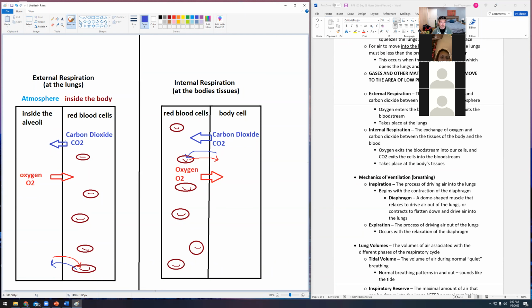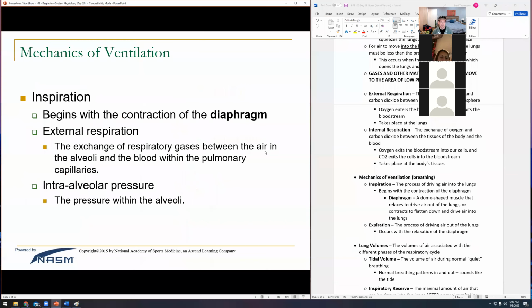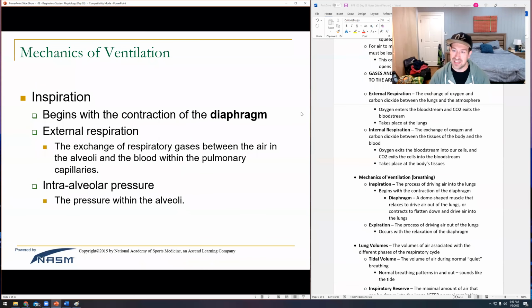It's going to go over here, and it's going to spit it out of your lungs. Okay, that is respiration. There is external respiration taking place at the lungs, because it's external, and internal respiration taking place at your body's tissues, at your body's cells, right? External gas exchange is the exchange of oxygen and carbon dioxide between the lungs and the atmosphere. Oxygen enters the bloodstream, CO2 exits the bloodstream. This takes place at the lungs.